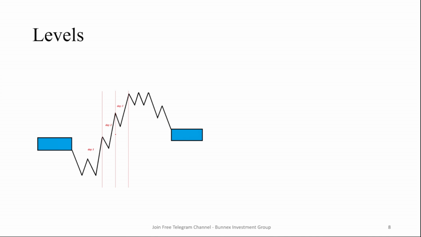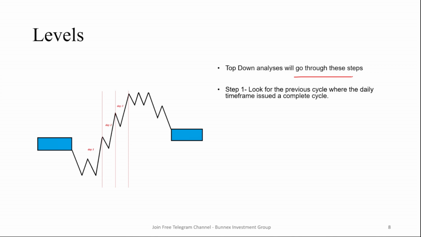So let's now talk about how we are going to approach top-down analysis with the knowledge that we have talked about so far. Top-down analysis goes through these steps. Step 1: look for the previous cycle where the daily time frame issued a complete cycle. In any chart or trading instrument, you look for a complete cycle on the daily time frame. From that complete cycle, what did the market do next? That is where you attain the bias.